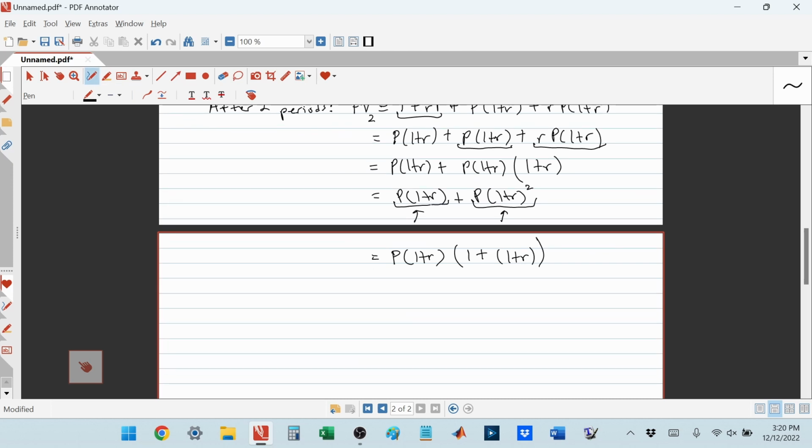What about after 3 periods? Well, after 3 periods, keep in mind at the beginning of period 3, we put in an additional $P. That earns interest at a rate of R during period 3. We definitely have this in our account at the end of period 3. But we also have all of this in our account at the end of period 3 as well, because that was the balance at the end of period 2.